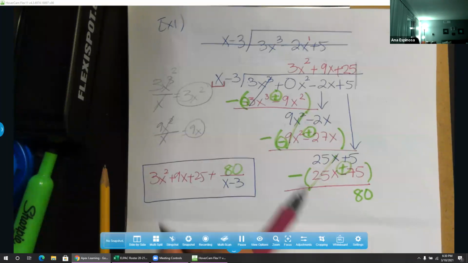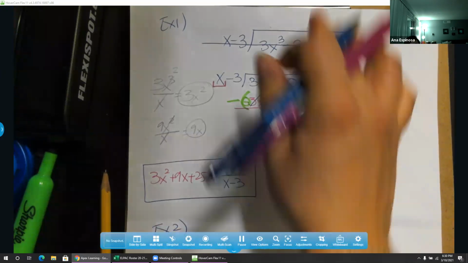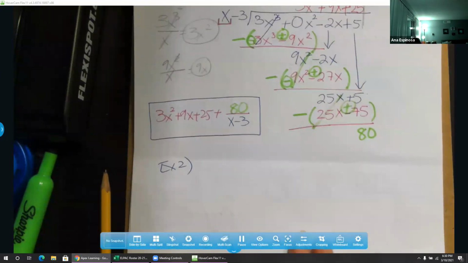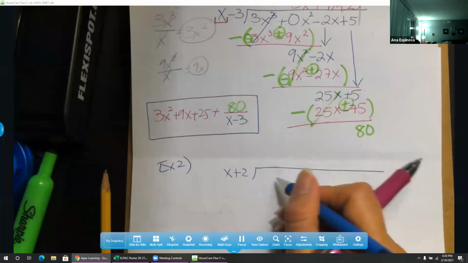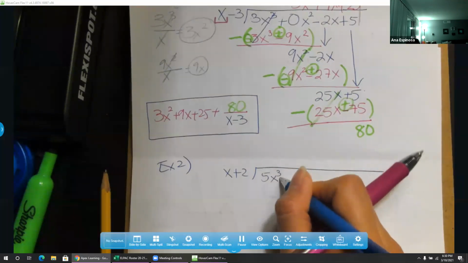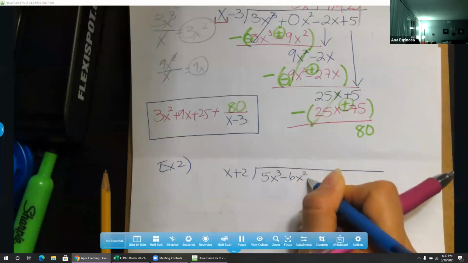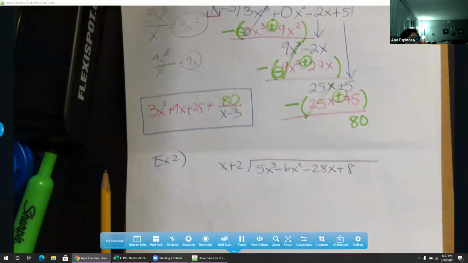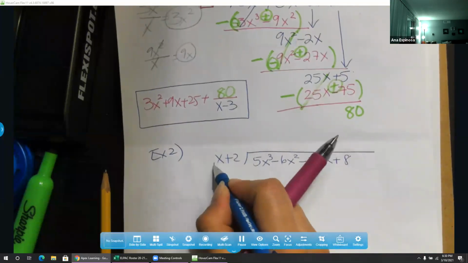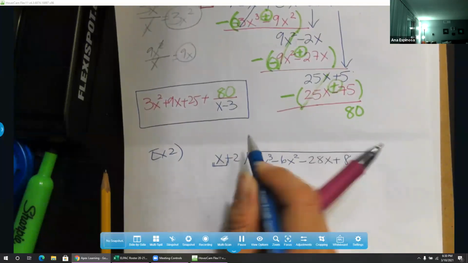But it's pretty easy. We'll do one more. We'll set it up already. It'll be 5x cubed minus 6x squared minus 28x plus 8. All right, so let's see. We're going to be focusing on this piece every single time.